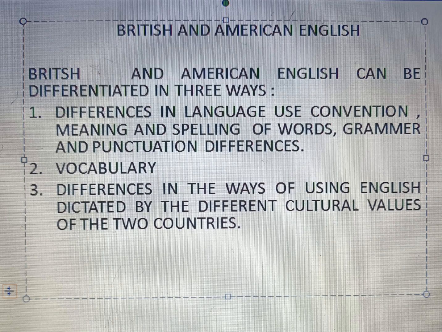British and American English can be differentiated in three ways. One, differences in language use convention, meaning spelling of words, grammar and punctuation differences. Two, vocabulary. Three, differentiation, say, way of using English dictated by the different cultural values of the two countries.